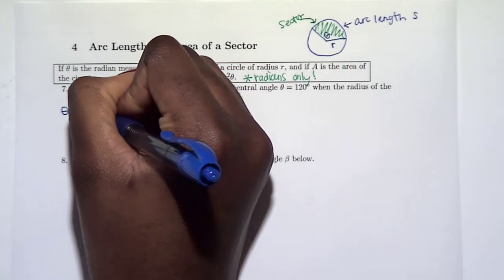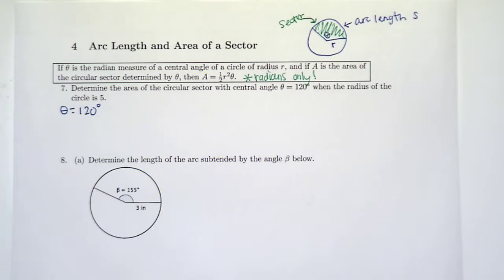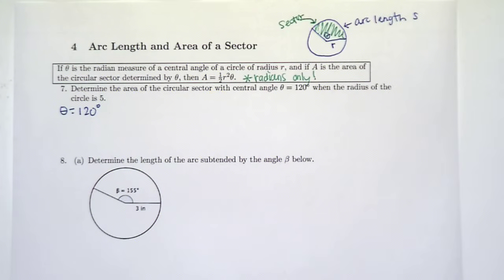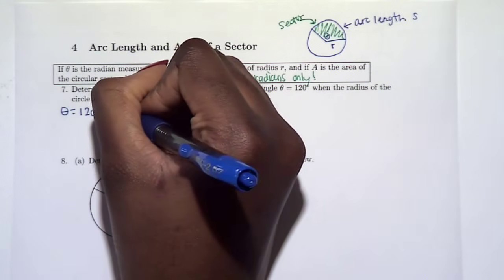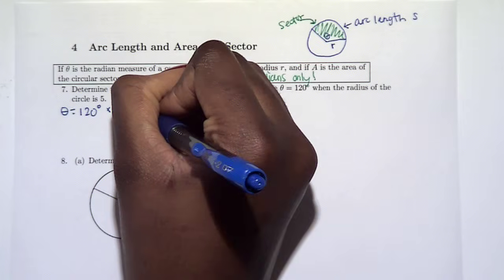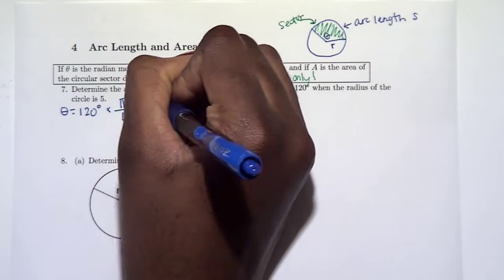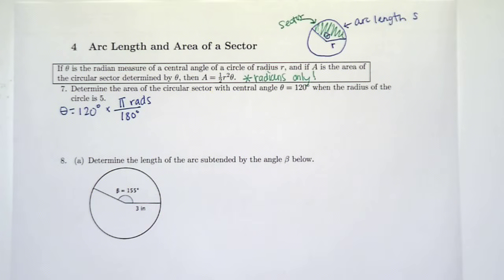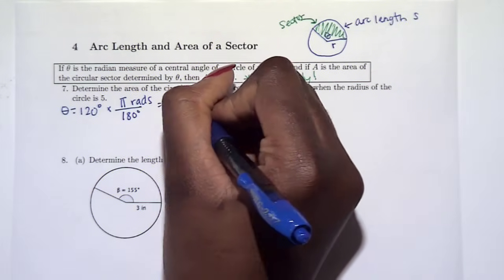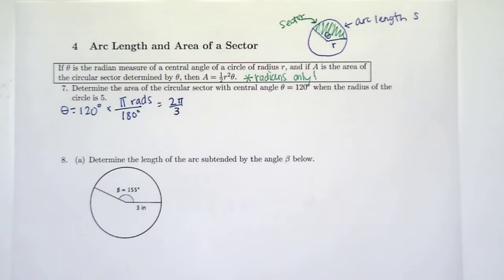So if we have 120 degrees, I'll let you guys think about it. How do we convert this to radians? Remember, we want to cancel out the degrees. So we have to multiply by pi over 180. All right, 60 goes into both of those numbers. So we get 2 pi over 3 is our angle.